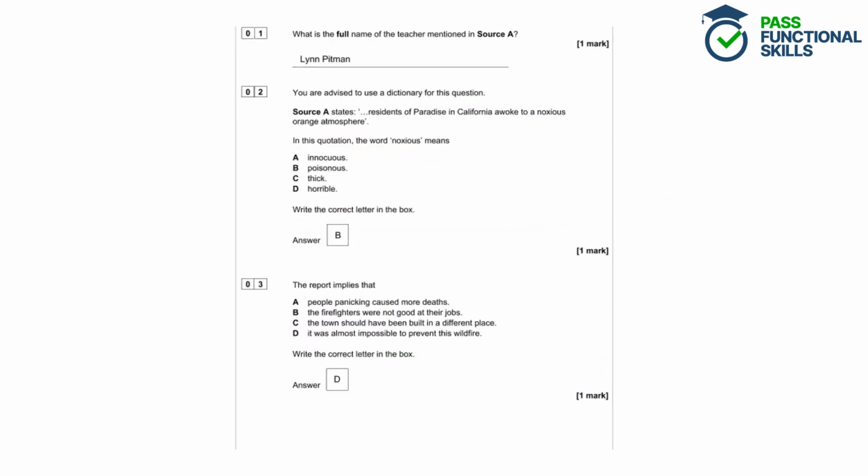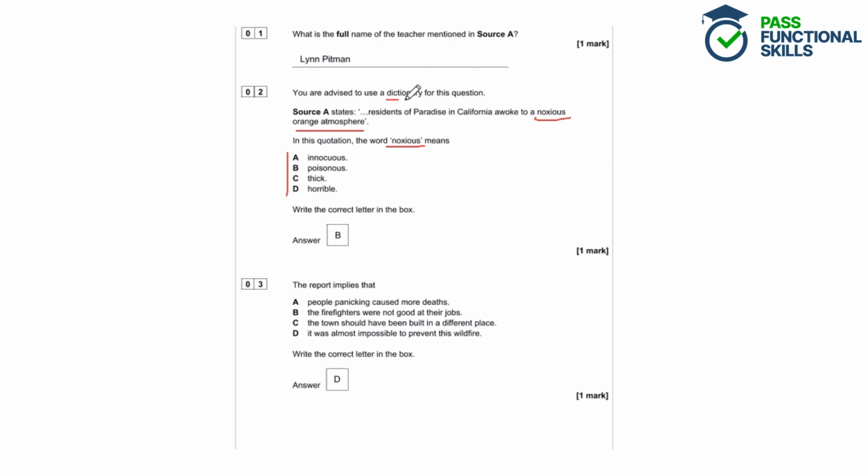Question 2. You are advised to use a dictionary for this question. Source A states, residents of Paradise in California awoke to a noxious orange atmosphere. In this quotation, the word noxious means innocuous, poisonous, thick, or horrible. And we need to select the correct answer and write the letter in the box. So which of these options means noxious? And what does noxious mean within this quotation? So a noxious orange atmosphere.